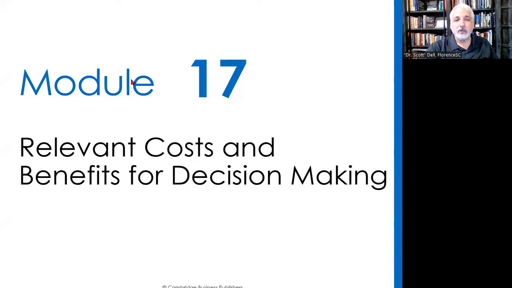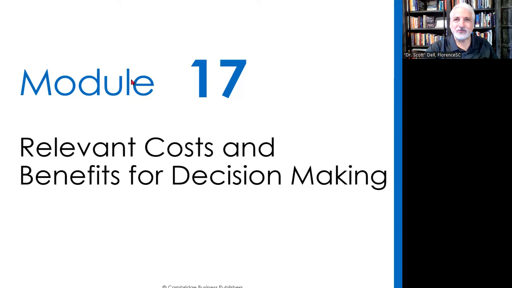Welcome to Module 17. Let's talk some more about costs and making decisions. In Module 16, we talked about variable and fixed costs. We did the CVP analysis, cost-volume-profit analysis. Now we're going to be looking at relevant and irrelevant costs. Well, what the heck is an irrelevant cost?